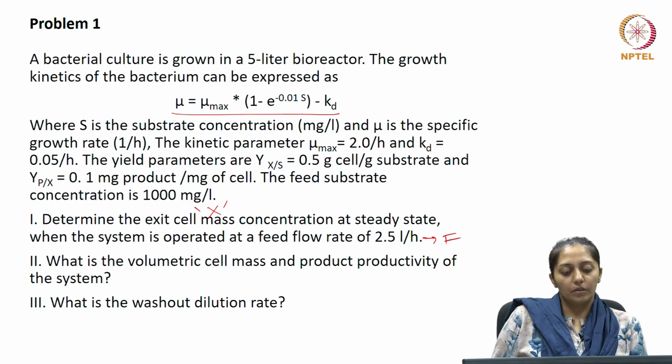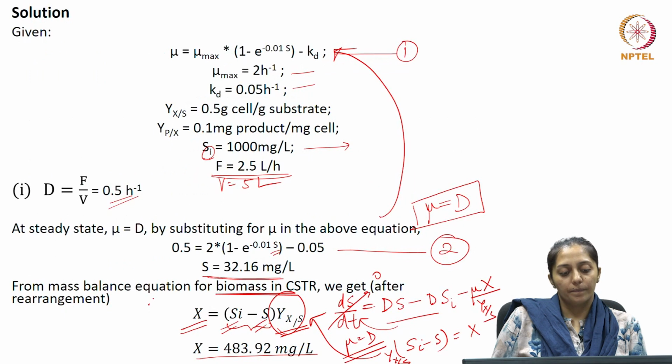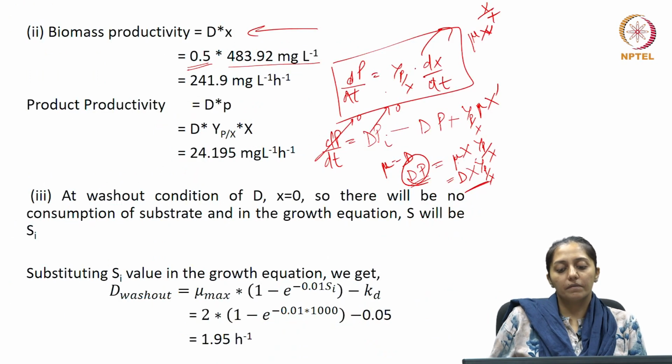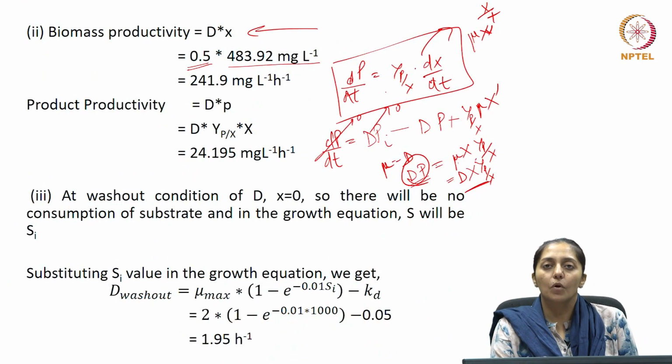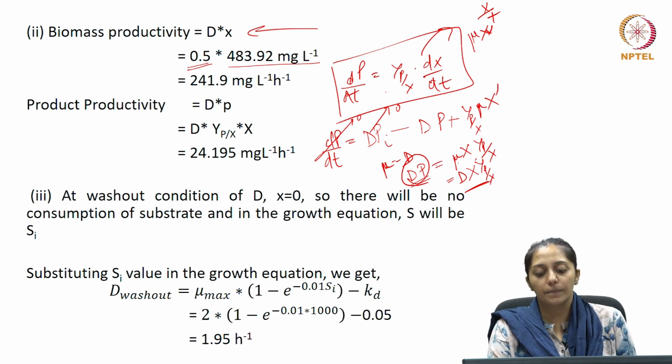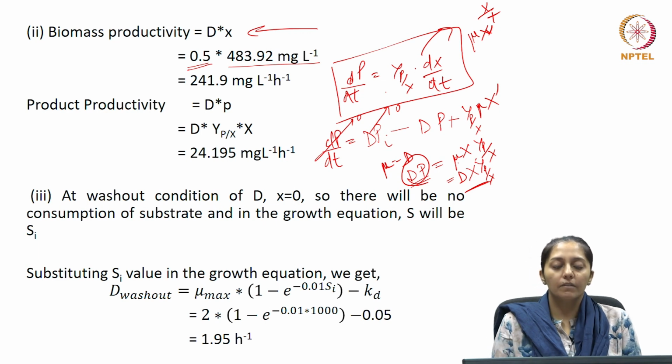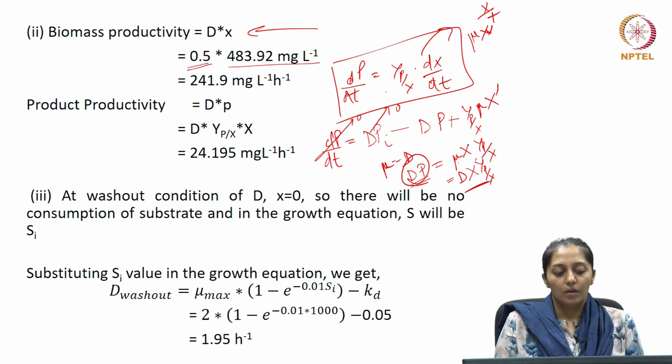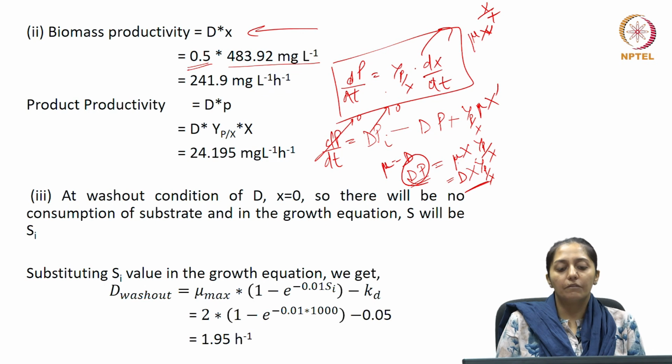So, the third part of the problem is, what is the washout dilution rate? So, how will we solve this? We know that at washout there should be no biomass present now inside the reactor. So, in that case, when there is no biomass, there will be no consumption of substrate. So, your substrate concentration at washout should be equal to the inlet feed concentration of the substrate.